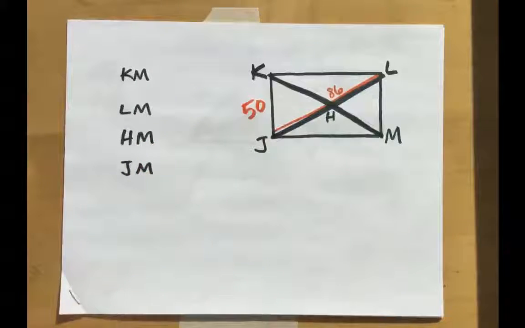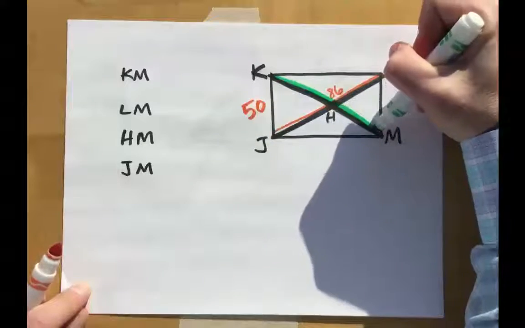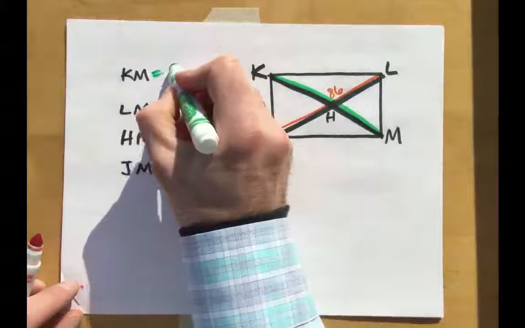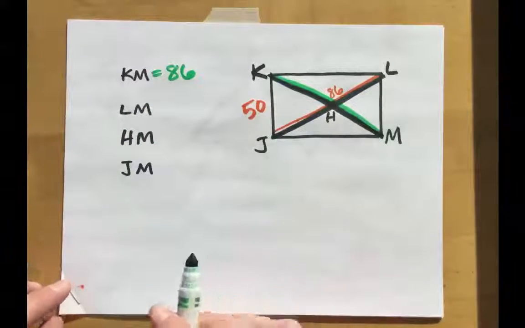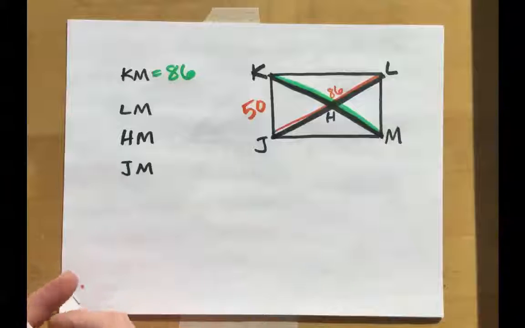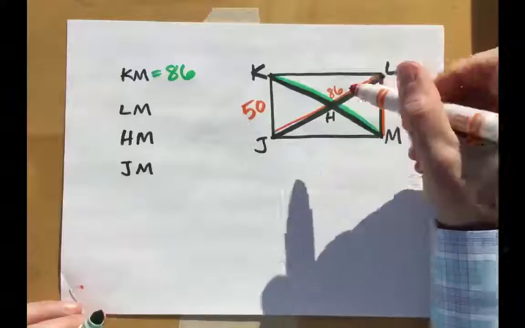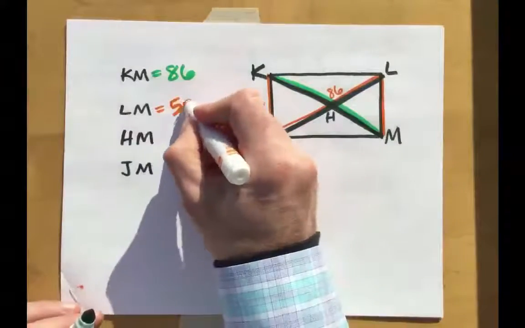So let's take a look here and see KM. KM is the other diagonal, and we know that the properties of a rectangle say that the diagonals are congruent, so KM must be equal to 86 as well. Next one says LM, and we know that the properties of a rectangle say that opposite sides are congruent to each other, so LM and KJ must be equal to each other, so LM is 50.